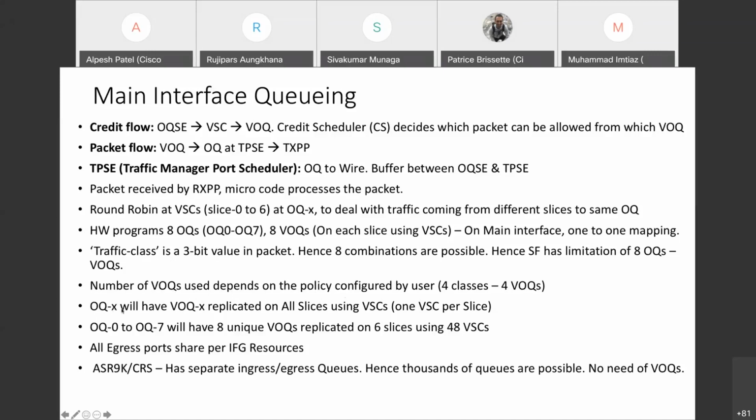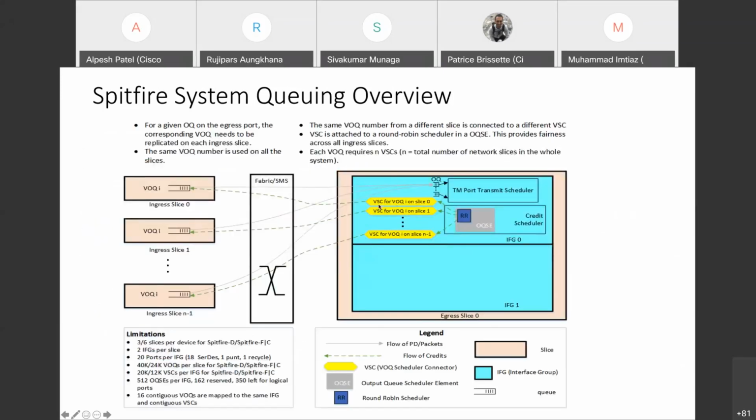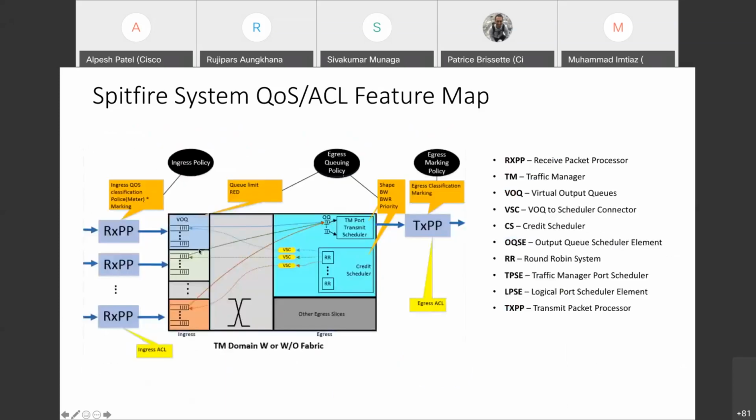So output queue X will have the VOQ X replicated on all the slices. We saw that in the previous slide, 1 VSC per slice. Like we mentioned, this is a VSC for this particular slice, and then we have another VSC for another slice and so on.